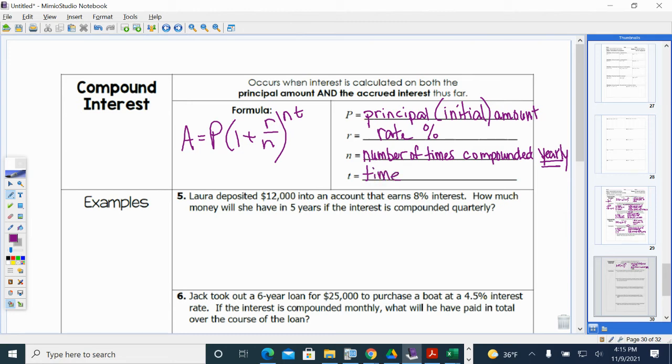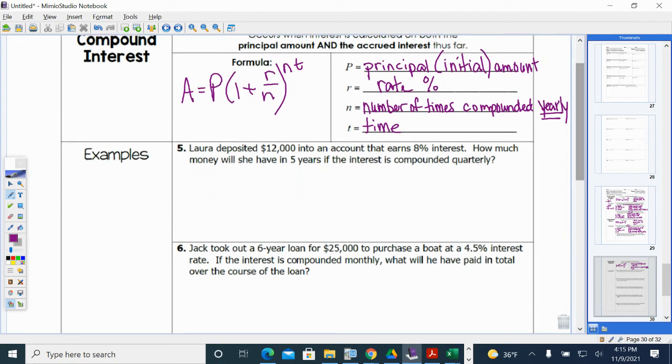So let's look at example number 5. Laura deposited $12,000 into an account that earns 8% interest. How much money will she have in 5 years if the interest is compounded quarterly? So here's some vocabulary. Quarterly, how many quarters are in a year? How many quarters are in a whole? So for this, it's 4 times per year. So N equals 4 here. The 12,000 is your P, 8% is your R, and then 5 years is your time.